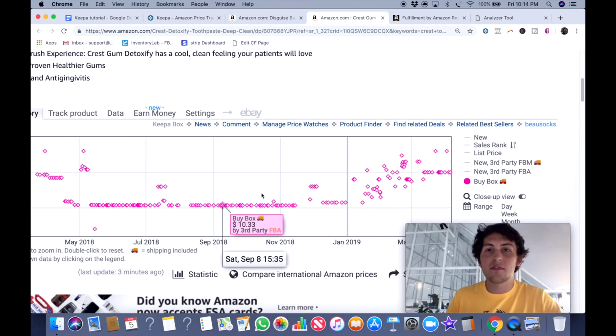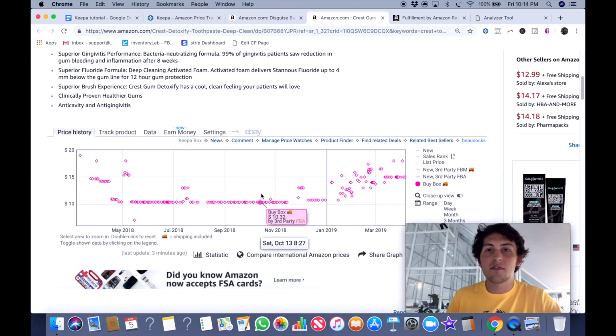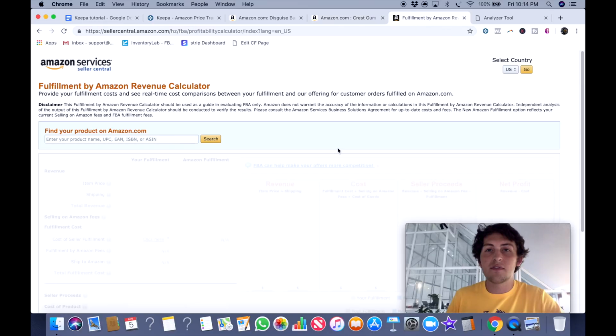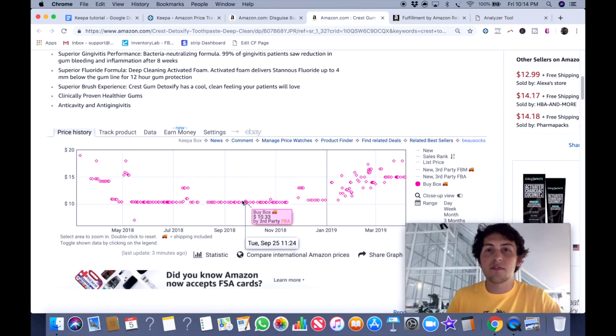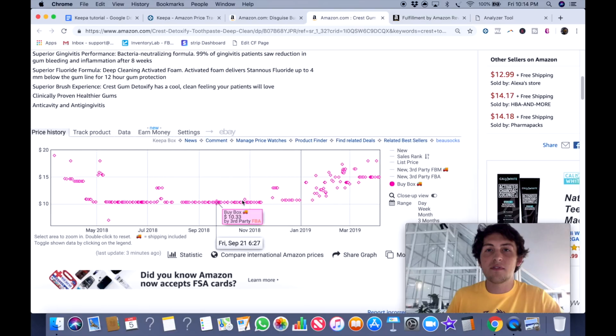So what I want to look at here is, if I'm selling this product, when I go into the FBA fee calculator, which I have videos about on my YouTube channel, I want to make sure that I'm making a profit at $10.35. So that's why I'm really looking at price history.